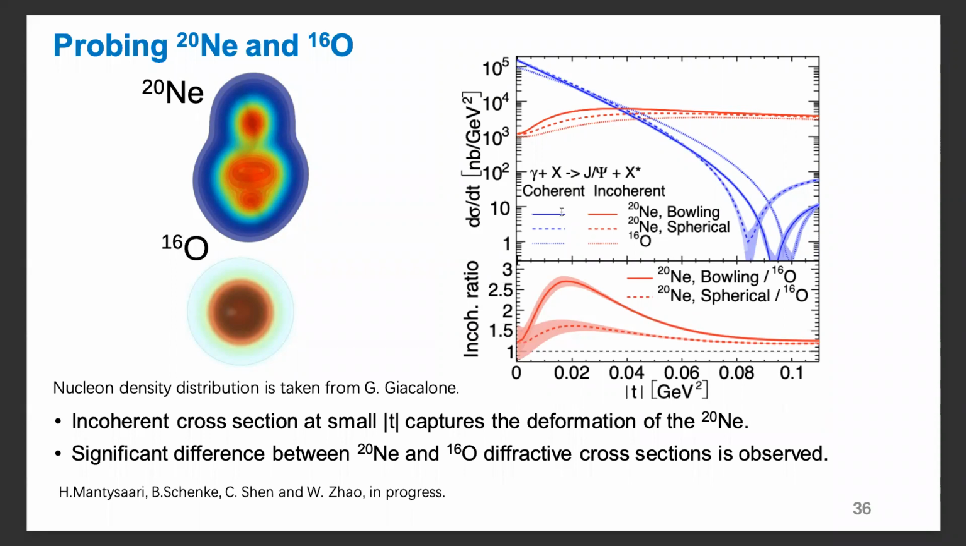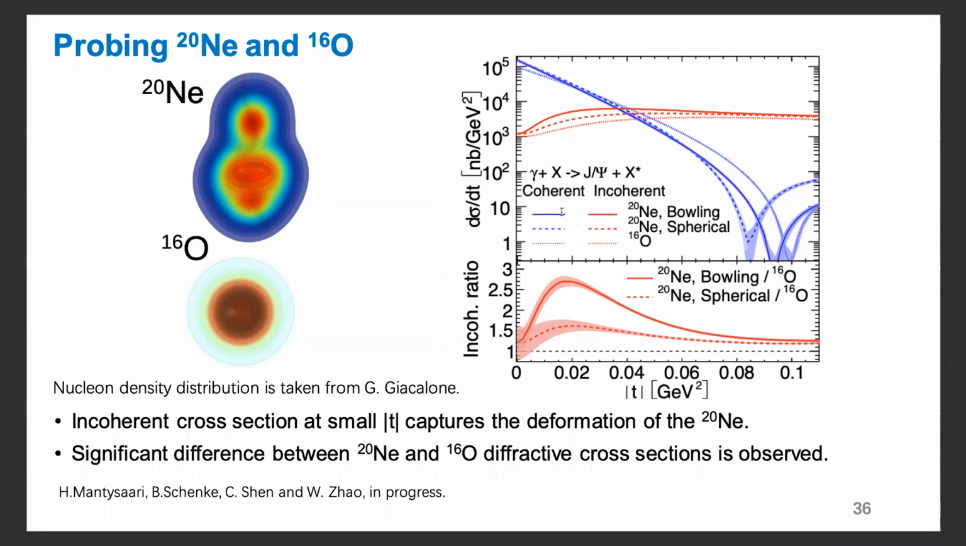Yeah, and then we also tried other shapes of neon, a spherical case, and also oxygen 16. For example, the difference between the solid line and the dashed line captures the difference of the deformation of neon 20, and the difference between the solid line and the dotted line shows the difference between neon 20 with bowling ball shape and oxygen 16. And the incoherent cross section also captures the difference of neon 20 with bowling pin shape.